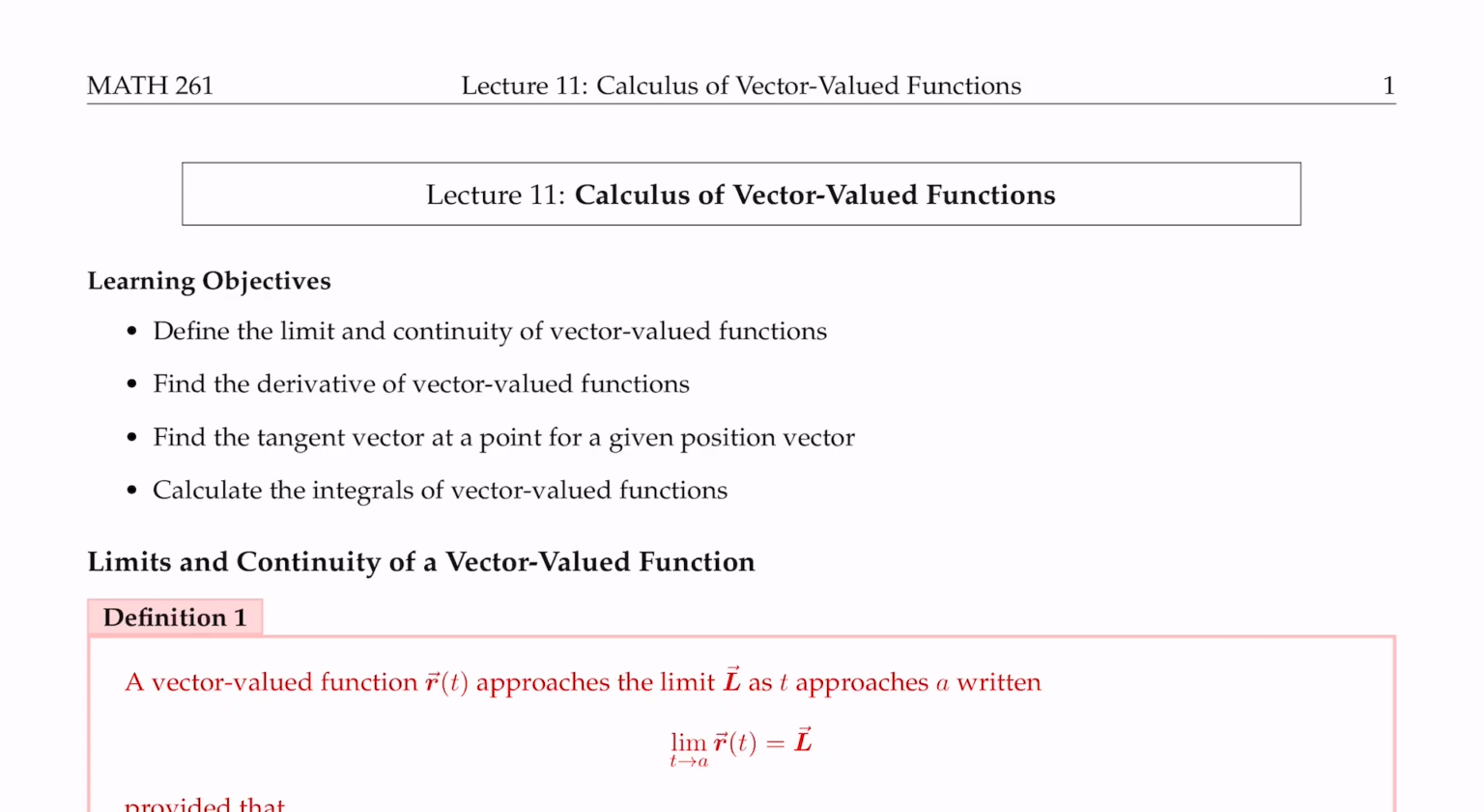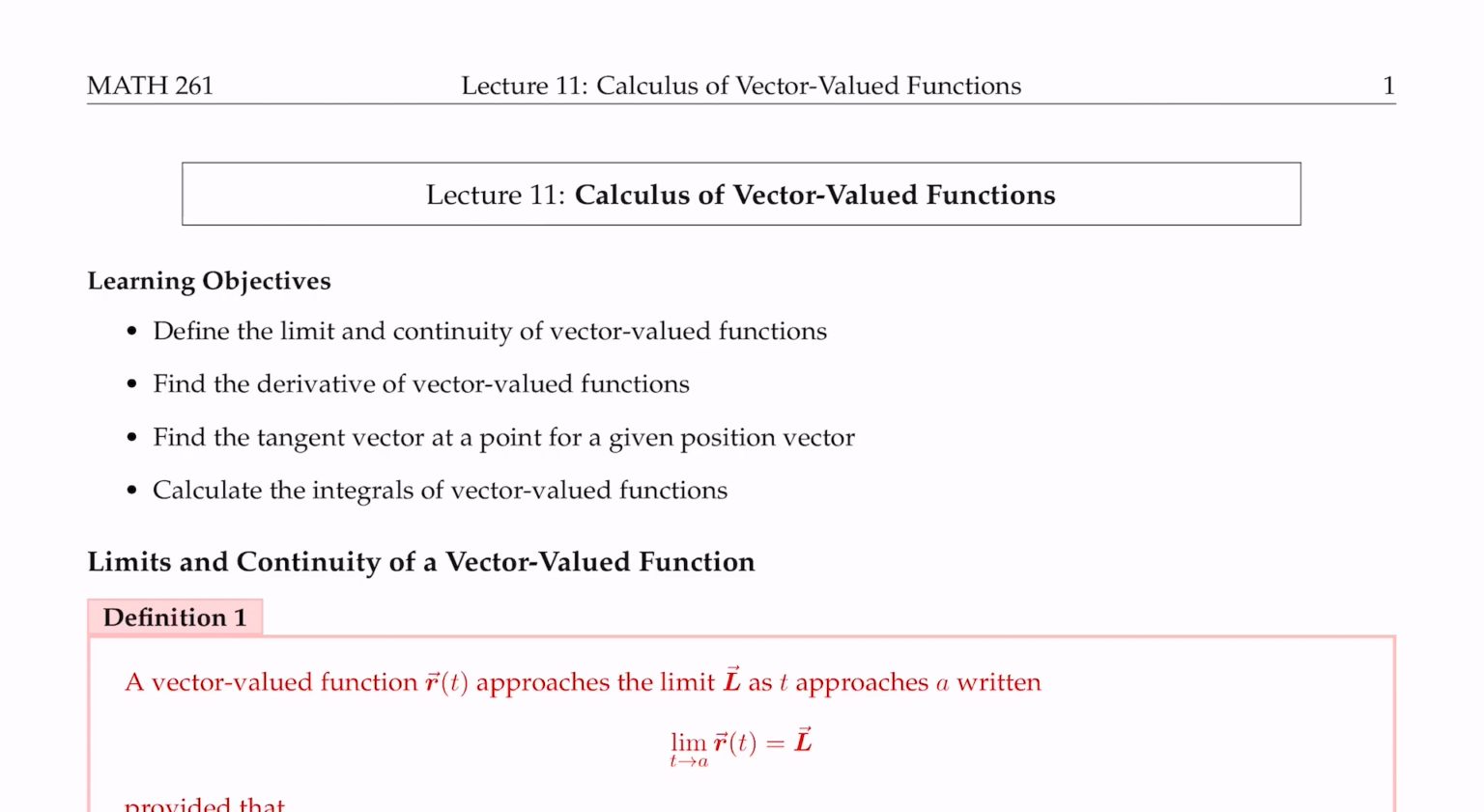So in the last lecture, we presented vector valued functions and established their relationship with parametric equations. In this lecture, we're going to investigate the calculus of vector valued functions. The concepts of limits, derivatives, and integrals of vector valued functions are direct extensions of what you have already learned in Calculus 1 and Calculus 2.